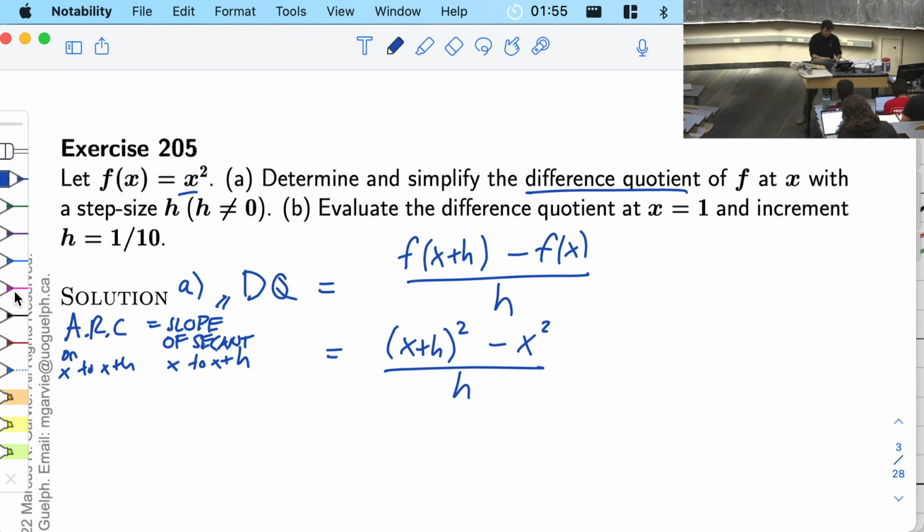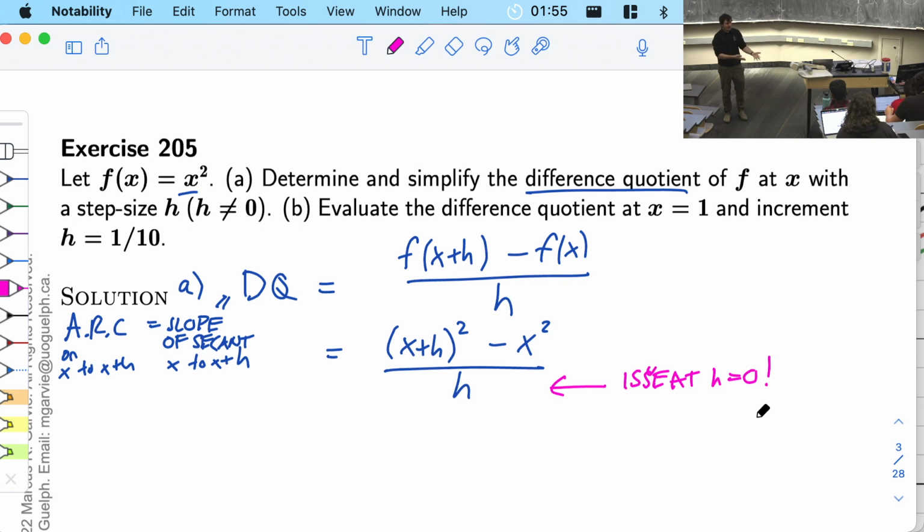The problem happens when h equals 0. So there is an issue at h equals 0. When h equals 0, you're dividing by 0, and that is bad, because h equals 0 is exactly what we're interested in. We want the two points to get close together. So we want the points x and x plus h to get as close as possible. We really are interested in h equals 0, and the whole thing is a disaster at h equals 0 because of the divide by 0.